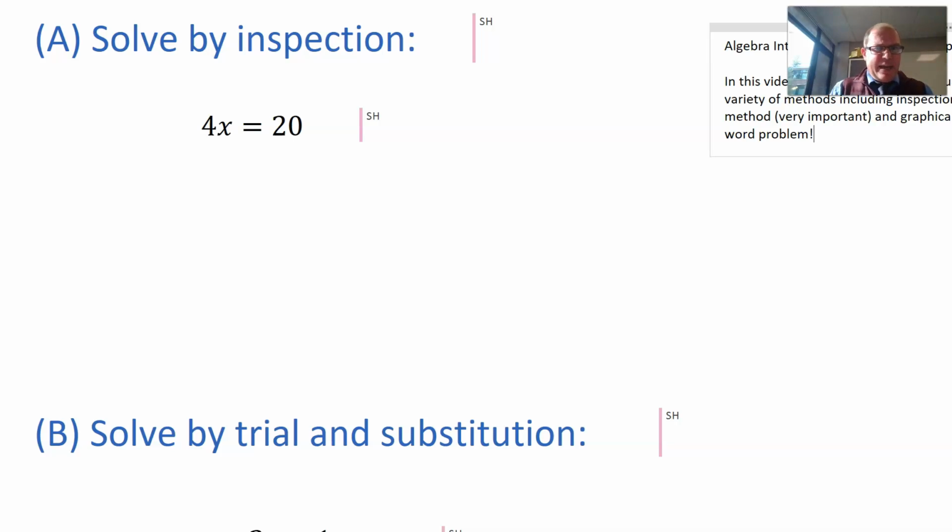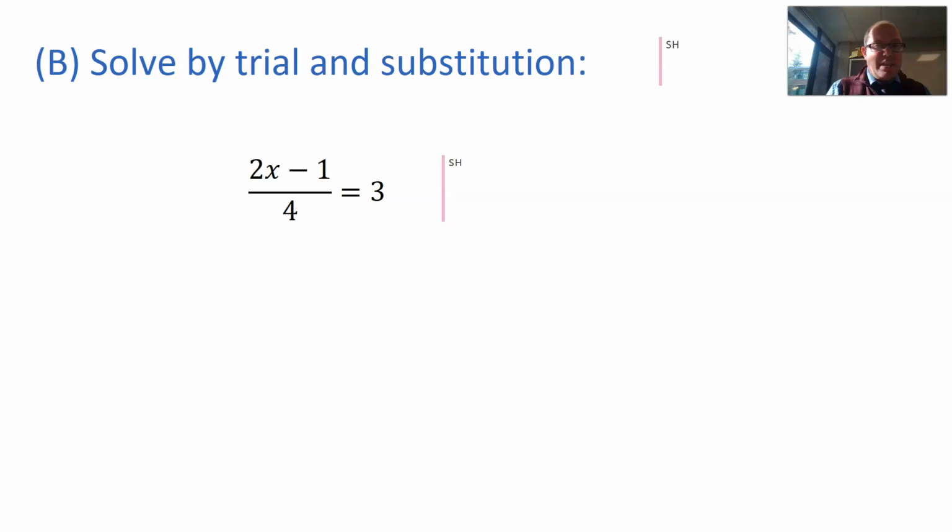So let's solve A with inspection. 4x equals 20. Inspection means you should just look at it and know what x is. I know that 4 times 5 is 20, so I know x is 5. So that's the inspection method. Let's move on to B.